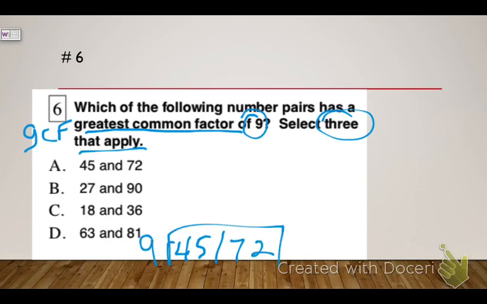So I might as well just go ahead and divide by 9. 45 divided by 9 is 5. 72 divided by 9 is 8. Well, those two numbers can't be divided by anything but 1. So here, A is an answer.